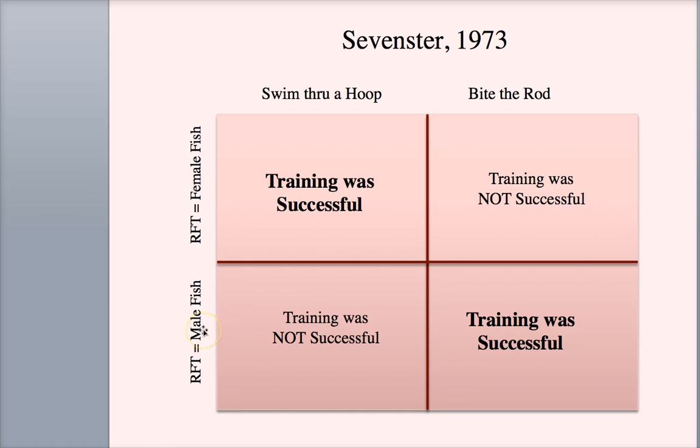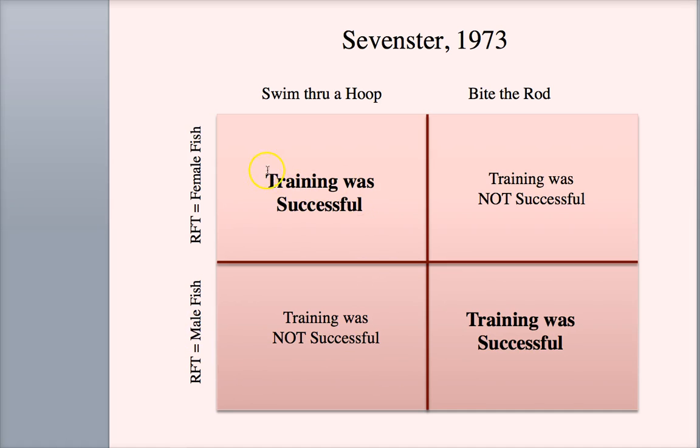Remember, during the breeding season, the males are very aggressive and very territorial. They will attack other males that come in, and they will rush at them and bite them. And so it's very easy when you're using a male fish as a reinforcer to train your resident fish to bite the rod, but it's not very effective to train swimming through a hoop when you're presenting a male fish.